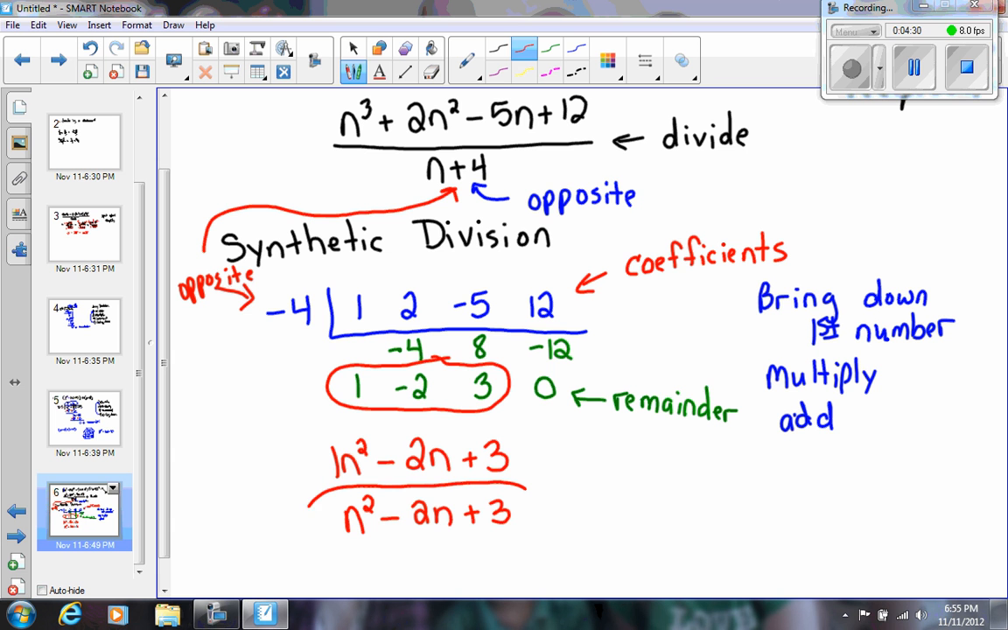And that's my answer. Now you can do long division and you'll get the same answer, but synthetic division is kind of nice because it's a lot shorter, and the variables then don't get in the way, and it just makes it a little easier to work it out. So again, I brought the first number down, and then after I did that, I multiplied and then I added. And I just multiplied and added until I ran out of numbers to do that with.